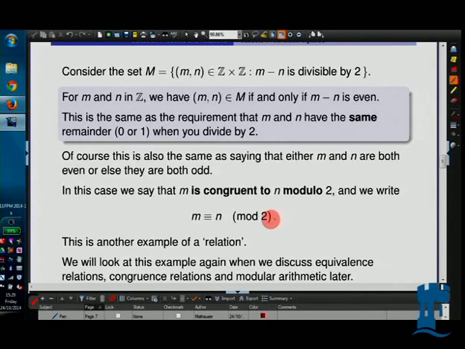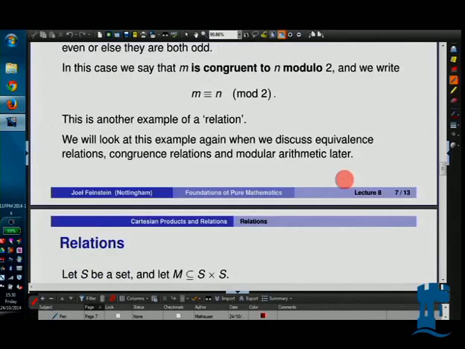We won't just do modulo 2, we're going to do modulo other positive integers. Same remainder when you divide by 9, same remainder when you divide by 11. Each of these things gives you a different kind of relation on the integers. Okay. So we'll come back to that.